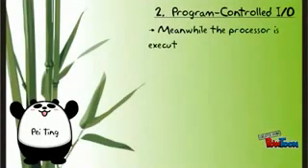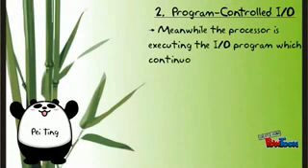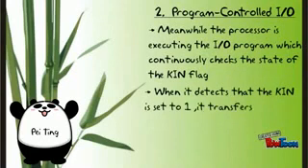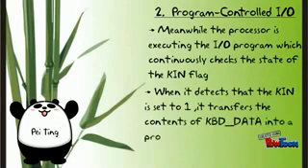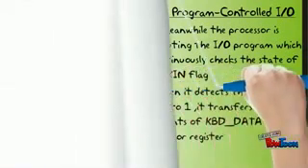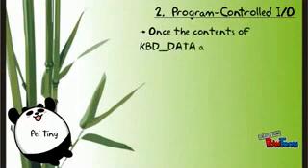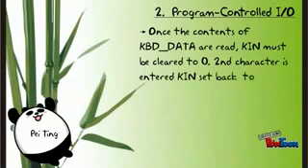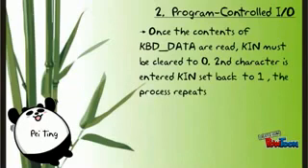Meanwhile, the processor is executing the I/O program, which continuously checks the state of the KIN flag. When it detects that KIN is set to 1, it transfers the content of KBD data into the processor register. Once the content of KBD data is read, KIN must be cleared to 0. Second character is entered, KIN sets back to 1. The process repeats.